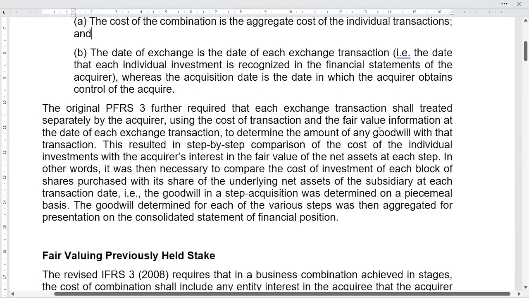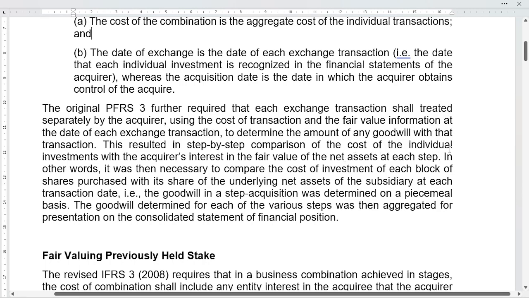The original PFRS 3 further required that each exchange transaction shall be treated separately by the acquirer, using the cost of transaction and the fair value information at the date of exchange transaction to determine the amount of any goodwill with the transaction. This resulted in a step-by-step comparison of the cost of the individual investment with the acquirer's interest in the fair value of the net assets at each step.